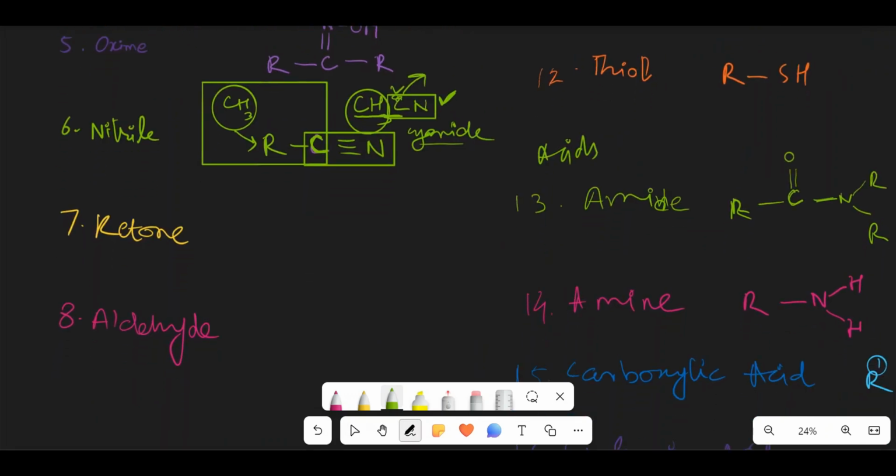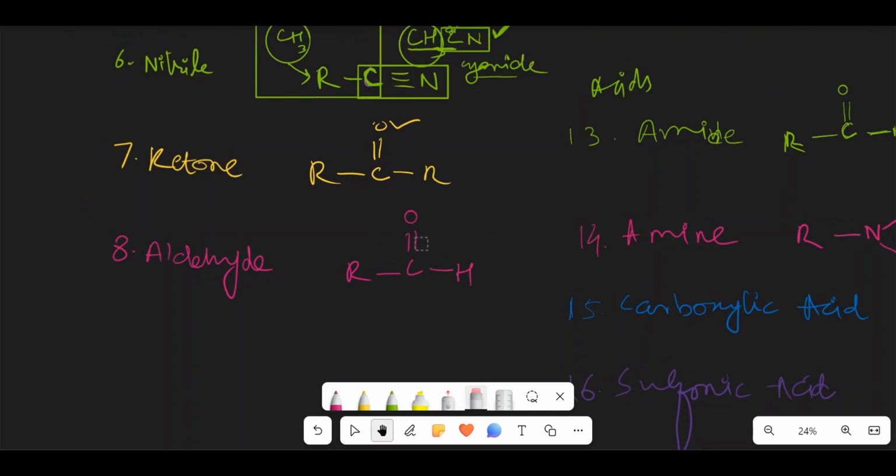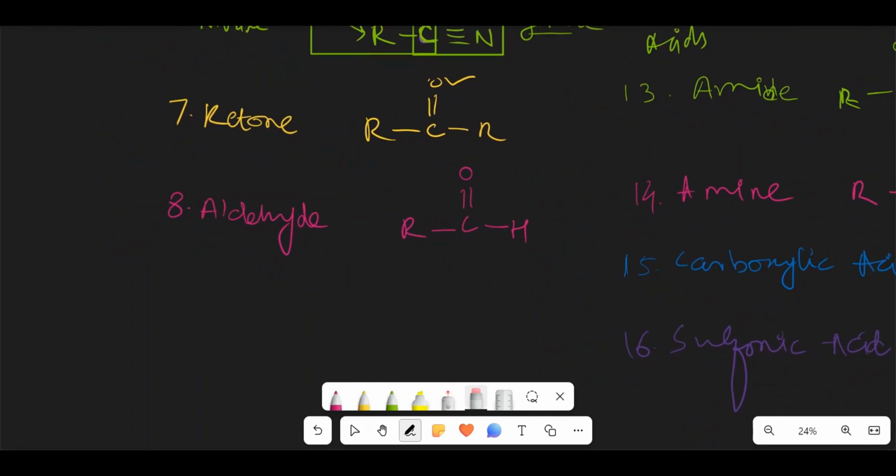Now we move forward to ketone. Ketone has a very simple formula, functional group: carbon has two R groups, and that carbon has one oxygen attached with a double bond. Aldehyde again has a very simple formula, similar to the ketone, but has one hydrogen atom attached with it. Now these are the 8 most important functional groups.